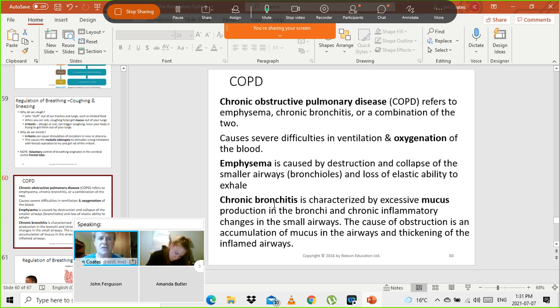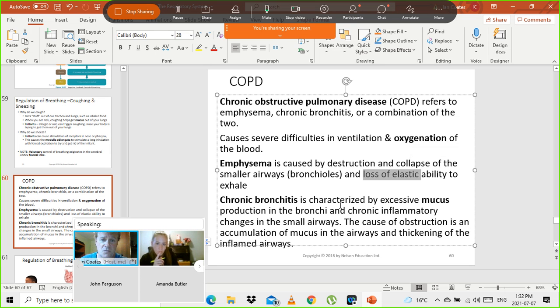All right. So over the course of time, in old smokers, you'll get what's called a barrel chest, because you have to keep breathing in more. These are all signs of COPD. We've got emphysema here, caused by the destruction and collapse of smaller airways and loss of elasticity. Chronic bronchitis is characterized by excessive mucus production in the bronchi and chronic inflammation.